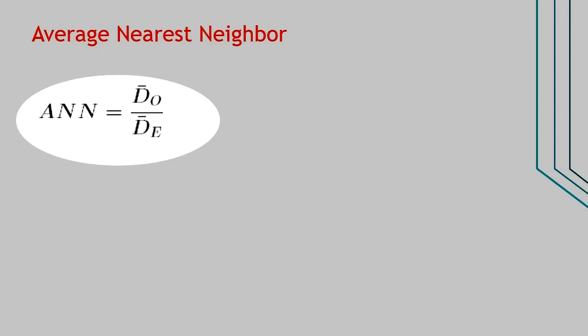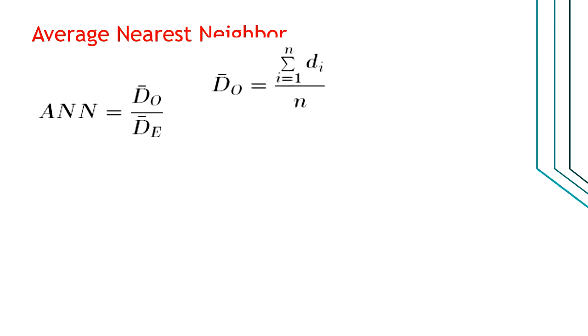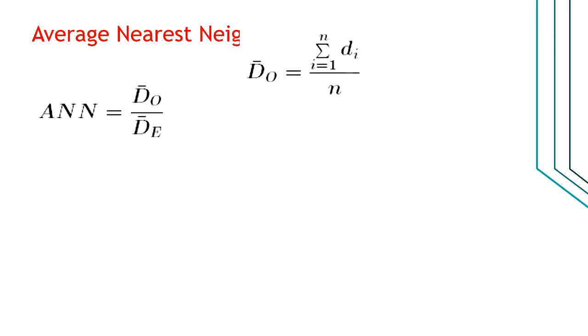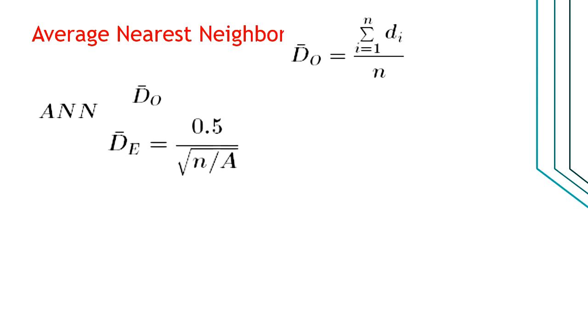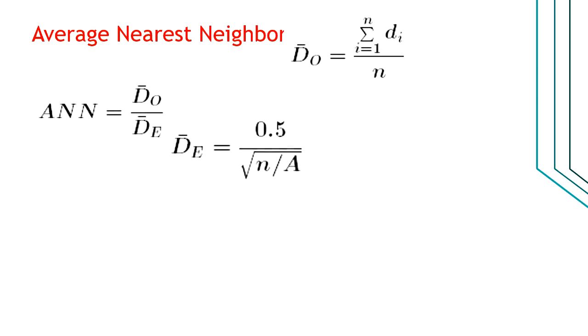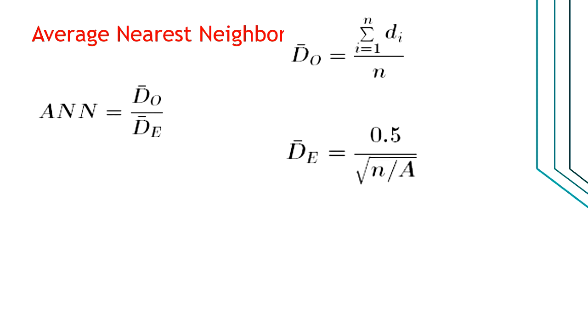The average nearest neighbor, in short, we can call it ANN. This is equal to the ratio of DO divided by DE, where DO is the observed mean distance between each feature and its nearest neighbor. This is observed, which is actual, given in your data, the mean distance. And DE is the expected mean distance for the feature given in a random pattern. So this is about DO and DE.